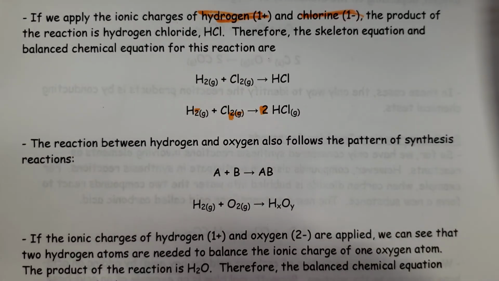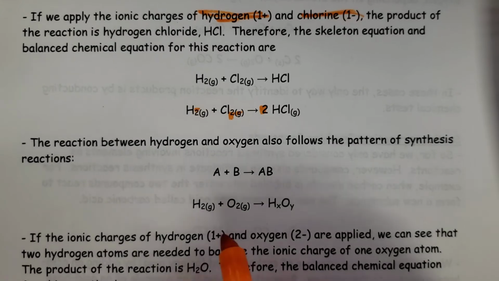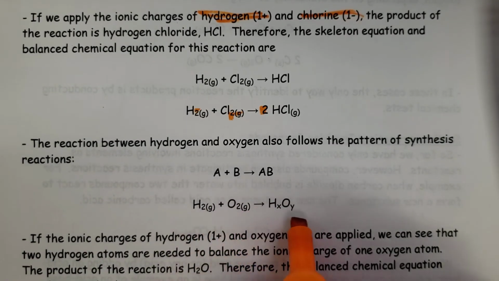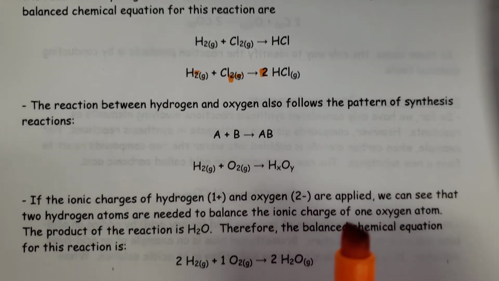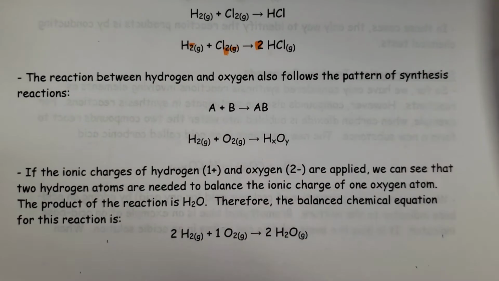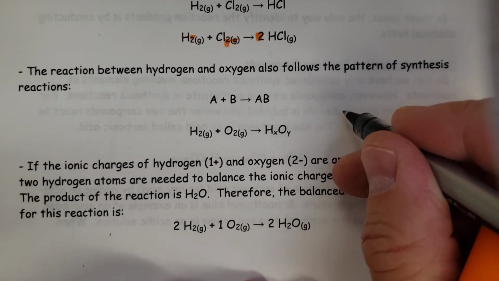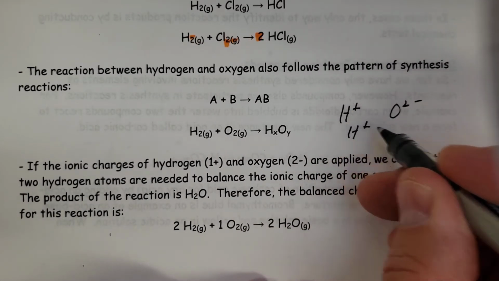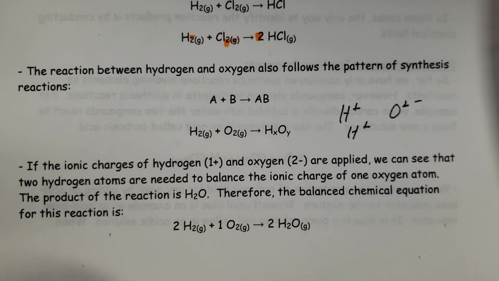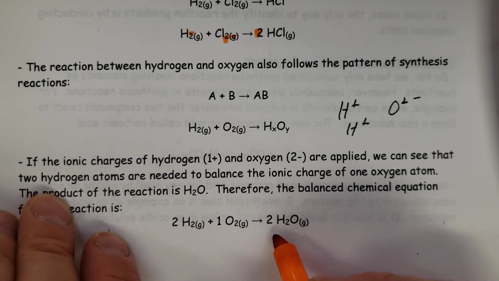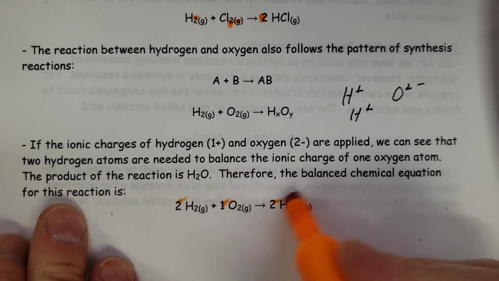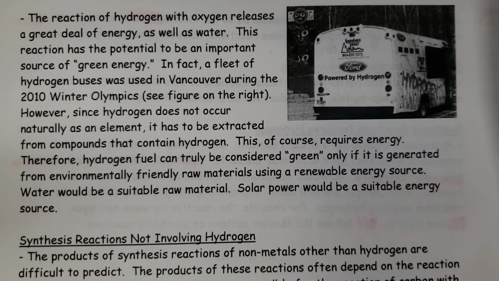The reaction of hydrogen also has the following pattern of synthesis. So again, with oxygen, H2 and O2 giving us, in this case, we know it's going to be H2O because of hydrogen's charge. So yes, we're going to have 2 hydrogens for every 1 oxygen. So hydrogen gas plus oxygen gas gives us water. And then, of course, just balance that out using those coefficients there.